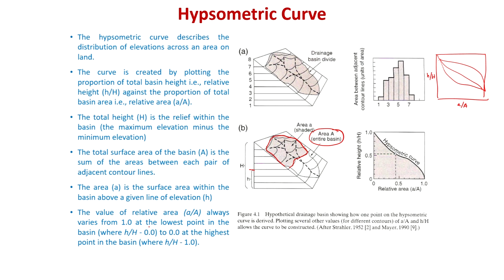The last point we will look at in this curve is that the value of relative area always varies from 1 at the lowest point in the basin. The lowest point will be this one here, so it will be 1 here, and it goes from 1 to 0, where 0 is at the highest point in the basin. This is what we usually look at, and you obtain it from the values you generate for the given basin, based on the relative height and relative area.